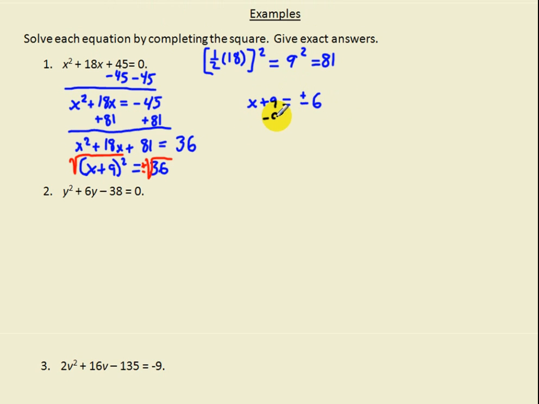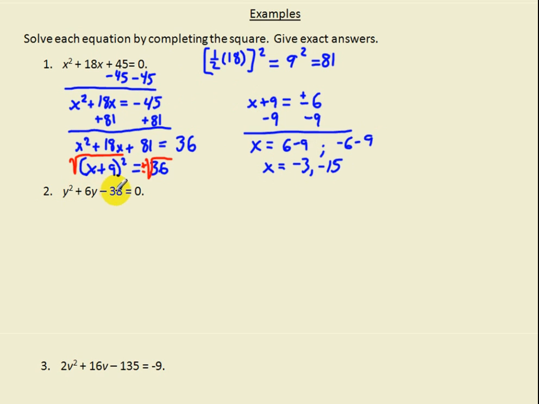So then we're going to subtract 9 from each side, so we get x equals, we could take a positive 6 minus 9 and a negative 6 minus 9. So x is equal to negative 3 or negative 15. So two solutions.